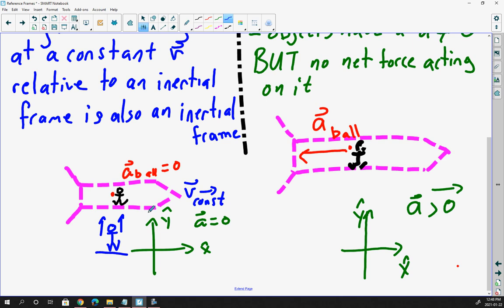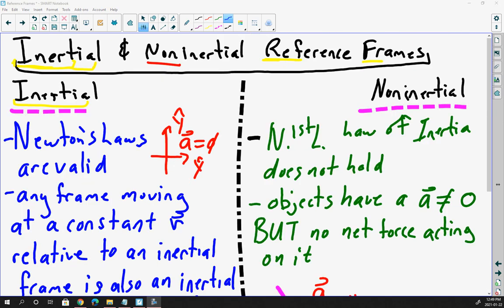So the person in the spaceship and the spaceship itself is known as an inertial reference frame. It's moving at a constant velocity. This person here that's just not moving is observing this, and is also in an inertial reference frame. There are no accelerations to be thought of at all in here. That is an inertial reference frame. Now, the non-inertial reference frame, very different. In a non-inertial reference frame, Newton's first law of inertia does not hold. What? Yep.